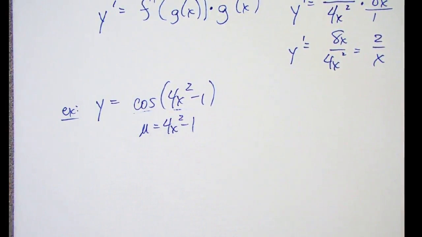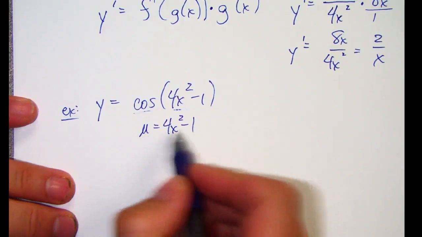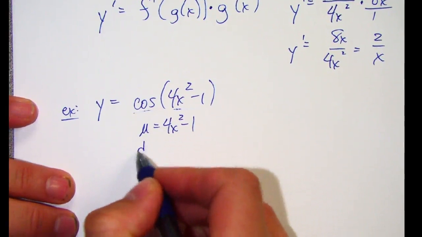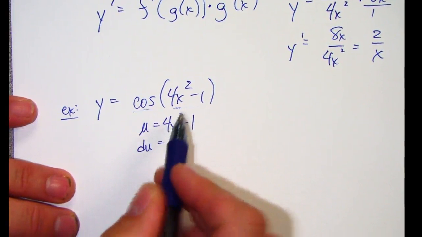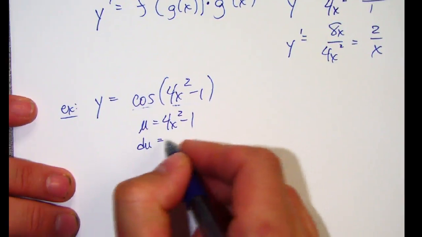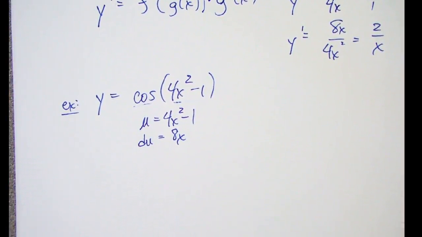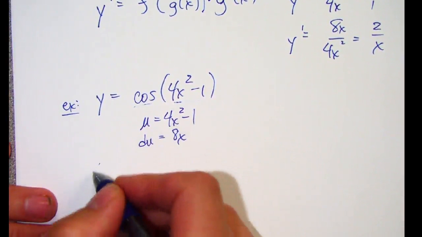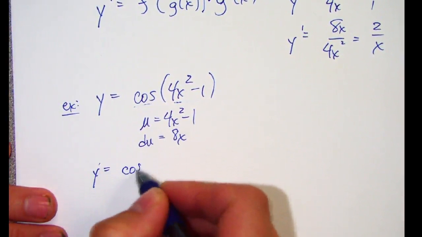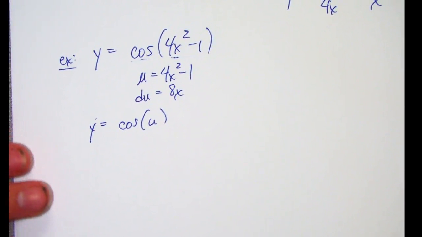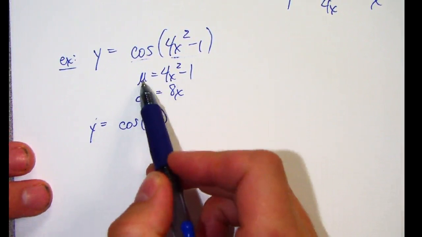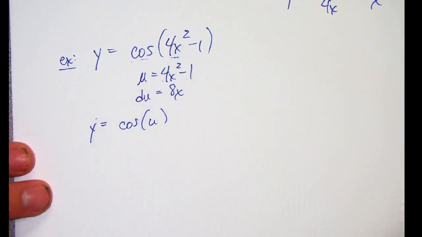What I want you to do is call the little guy u. We're going to do what's like a u substitution thing here. Then I want you to take the derivative of that little guy. So du represents the derivative of u. And the derivative of 4x squared minus 1 is 8x. Now I'm going to rewrite the original problem and say, okay, that's not cosine of 4x squared minus 1 anymore. That's cosine of u. And that's okay, since u represents 4x squared minus 1, I can put it in place of it.